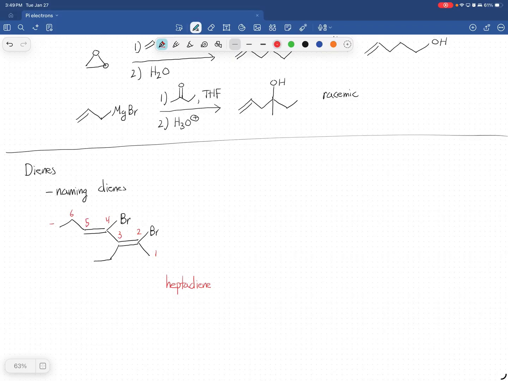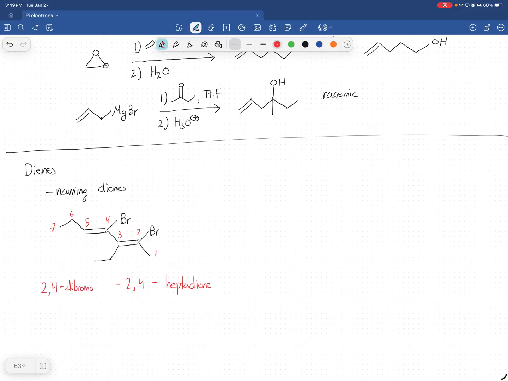I think if we number it this way, we won't have to worry about the substituents having the lower number, right? Or the higher number. So this is the way we should name it. So the alkenes start at what positions? 2? Yeah, that's right. 2 and 4. Good. All right. Now we can put everything together. Okay. Where are the bromines at? Yep, 2,4 dibromo.